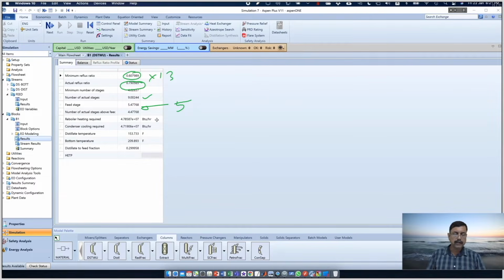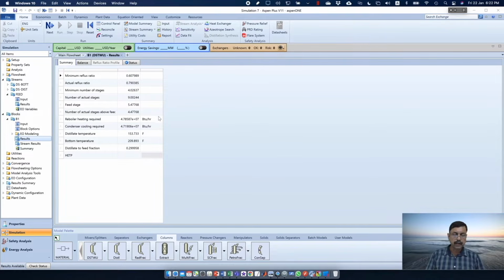Reboiler heating required is given in BTU per hour, but we can change this unit to megawatt. It is 14.026 megawatt of duty required for this reboiler, and condenser cooling required also is around the same, 13.8302. Distillate temperature and bottom temperature both are given. The bottom temperature, obviously, should be near to water boiling point. And another important information is distillate to feed fraction. It is almost 0.3. This information will also be required in future calculation.